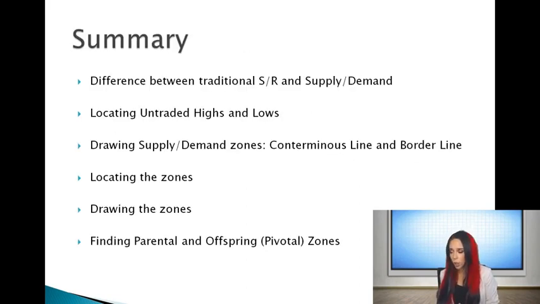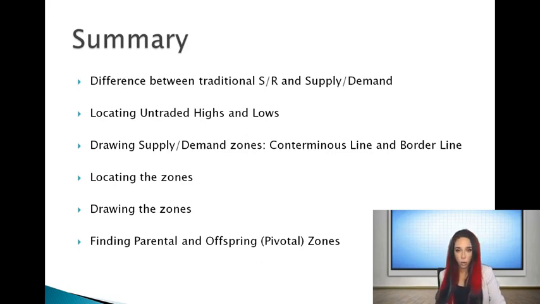So this was lesson number 1. Let's recap what we've learned today. So I showed you the difference between the traditional support resistance and supply and demand. Then we were looking at how to locate the zones, first by looking at highs and lows that don't cut through candles, aka when price hasn't traded through them. Then we looked at drawing supply-demand zones correctly along with conterminous lines versus the border lines. And finally, I was mentioning parental and offspring zones. So offspring zones can also be called the pivotal area, pivotal zones, because they pivot from the previously existing supply-demand area.